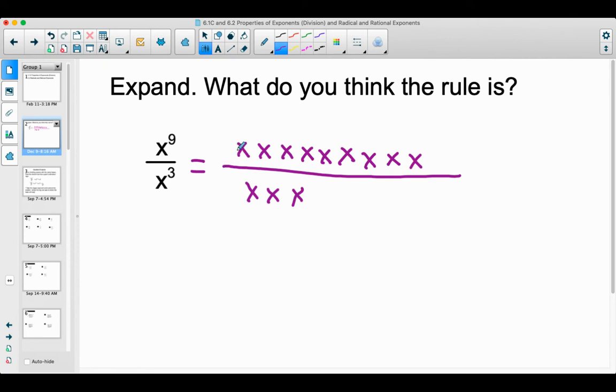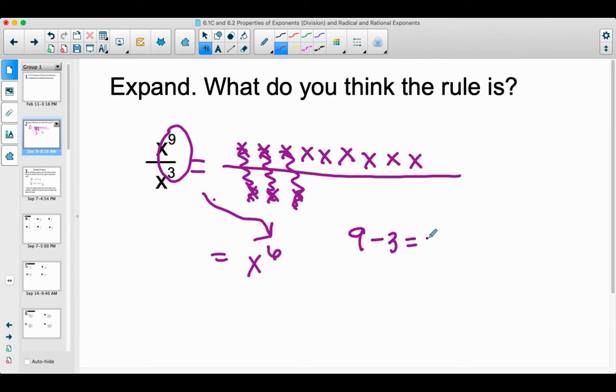And what happens is we can reduce, like these will cancel each other out, these will cancel each other out, these will cancel each other out. So when we look at this, how many x's do we have left? We have x to the sixth power left. There are six of them left. So how do we go from 9 and 3 to 6? Well, 9 minus 3 equals 6.